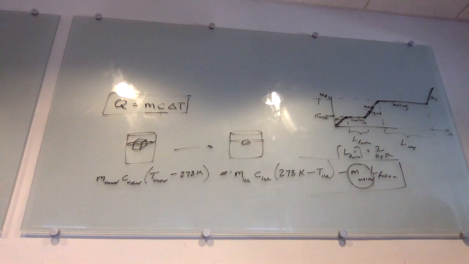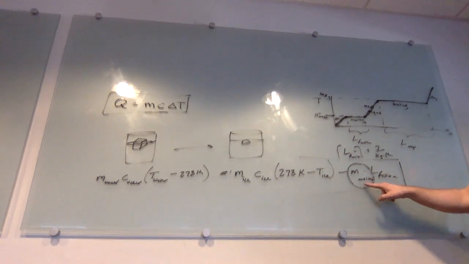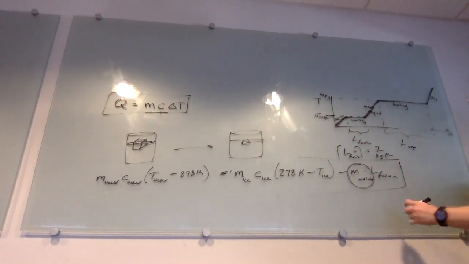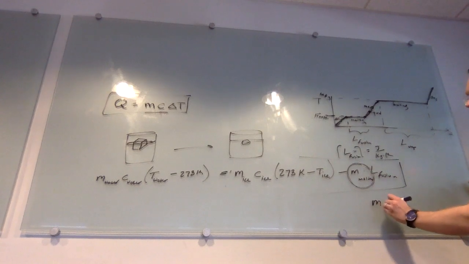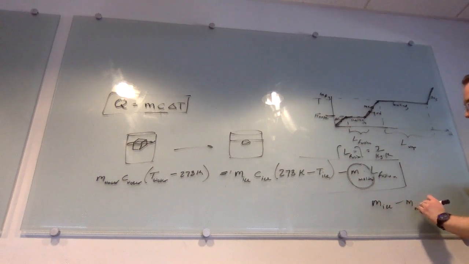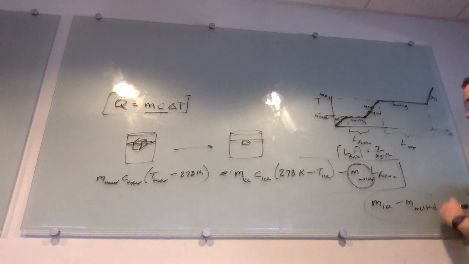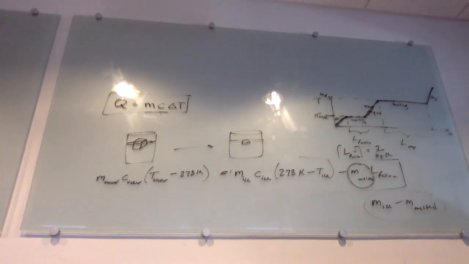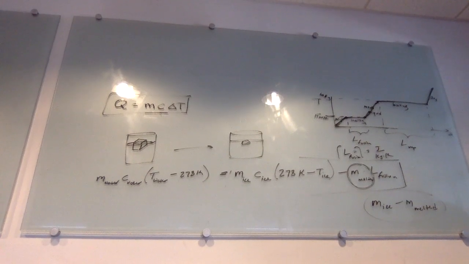But of course, they tell you that it's not quite. So once they say melted, if they ask how much ice is left, you'd have to do M ice minus M melted. This would be the leftover ice. Okay, does that make sense?